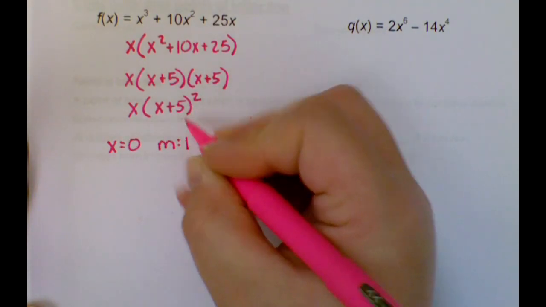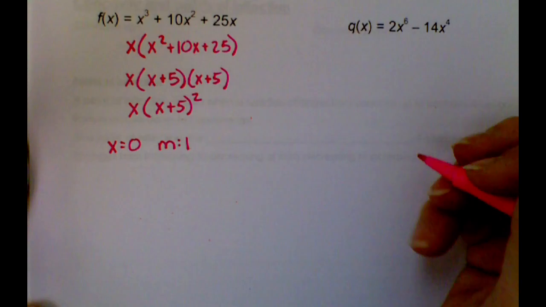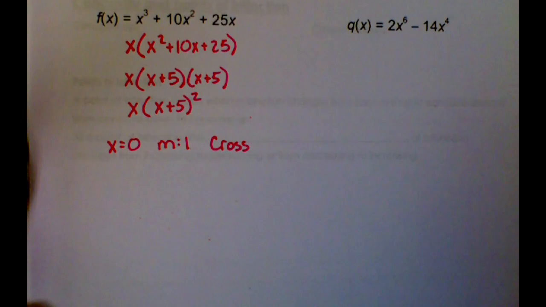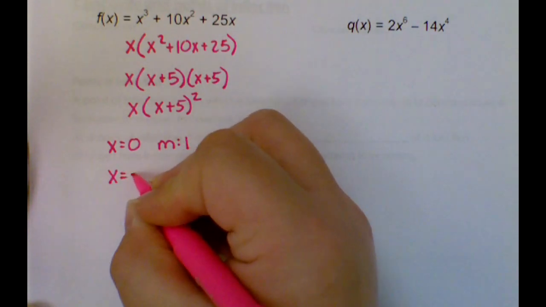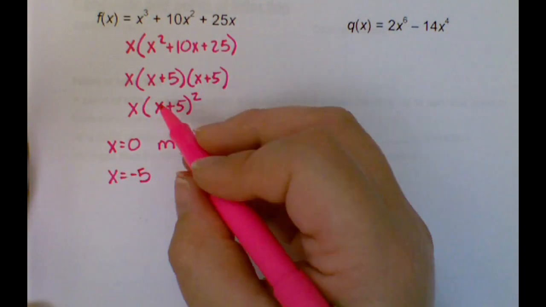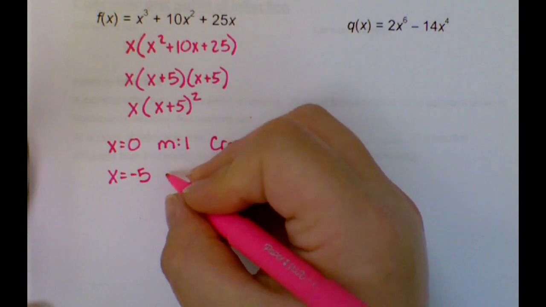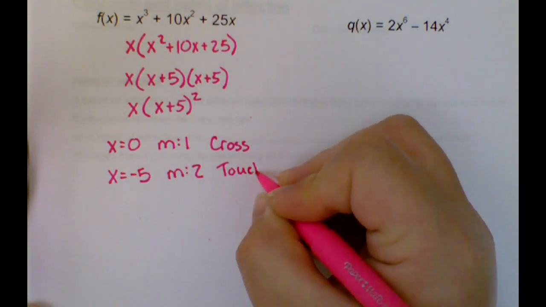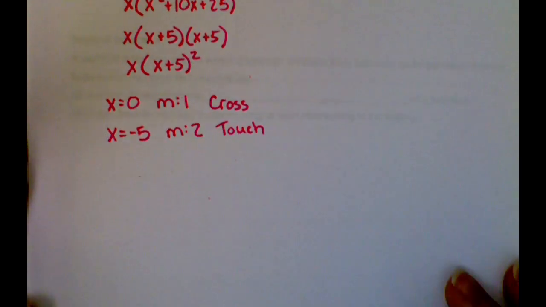My first 0 is x equals 0. It's got a multiplicity of 1 because that's that invisible exponent, which means we cross the x-axis at x equals 0. My other 0 is x equals negative 5, coming from that x plus 5. We have a multiplicity of 2, which means I touch the x-axis and don't cross it at negative 5.